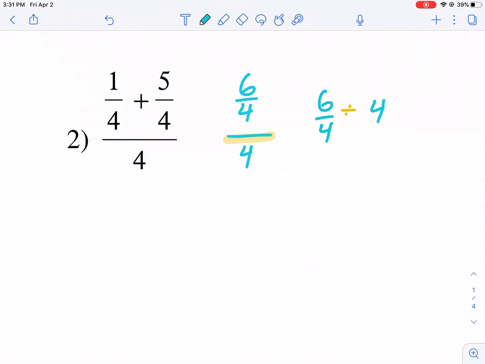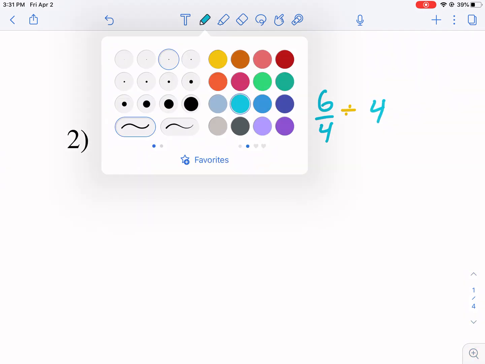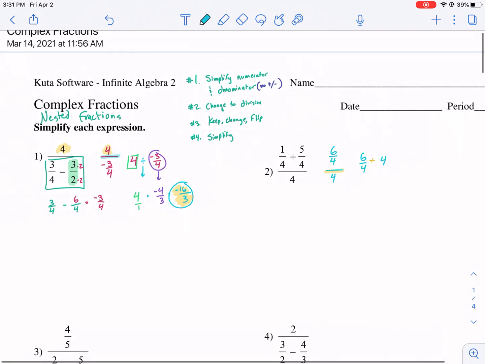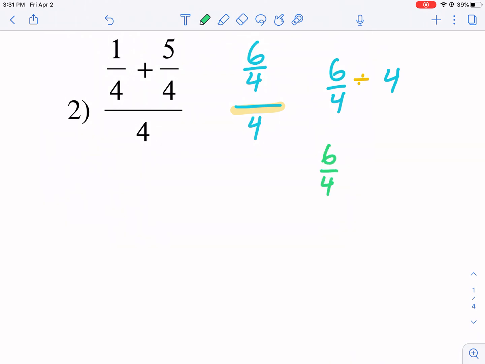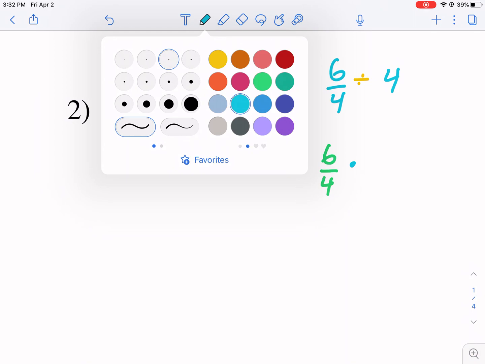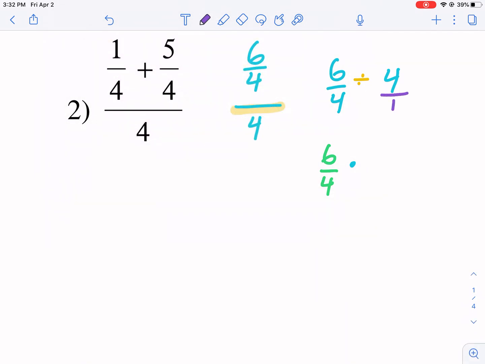I'm going to keep, change, flip now, so I keep this guy the same. What color did I use? I think I used green for the first one, so I'm going to keep this guy the same, 6 over 4. I'm going to change this to multiplication, and then I'm going to flip 4. Technically it's over 1 to become 1 over 4.